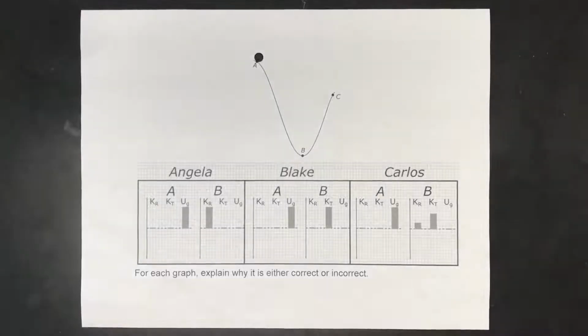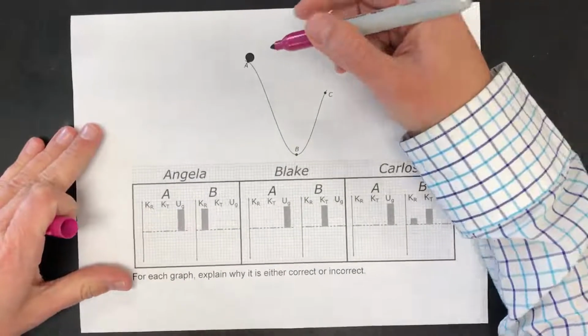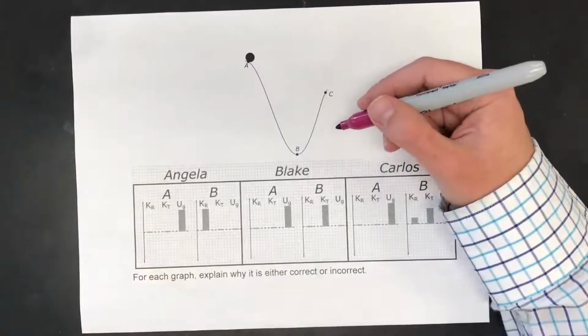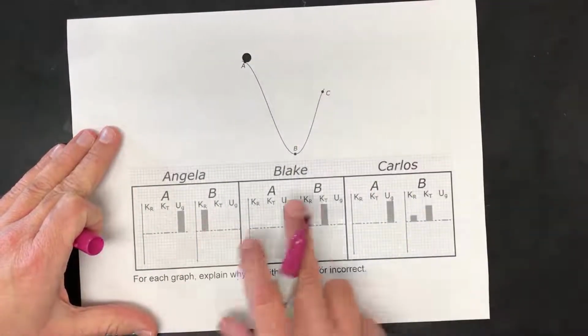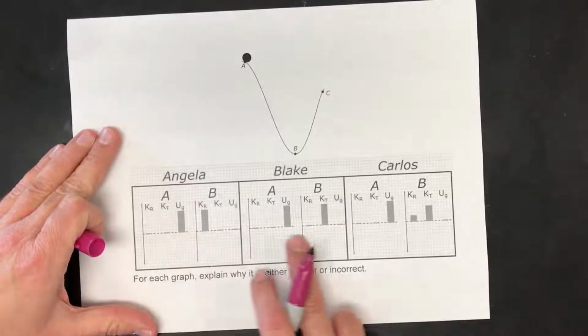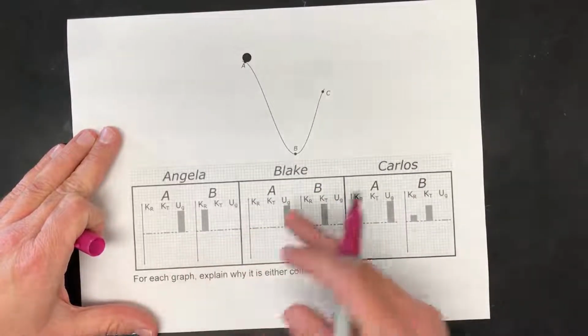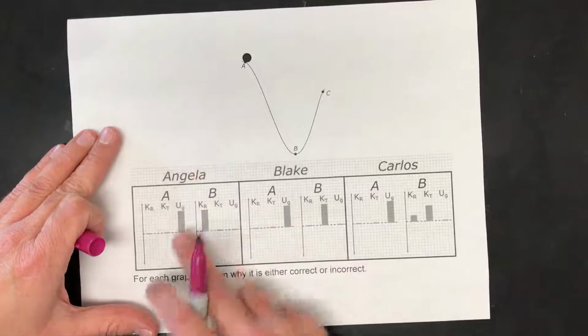We've got this sphere, and it says that it rolls down the hill here to B. And the first question is just which one of these graphs explaining energy is correct. So let's look at Angela's.